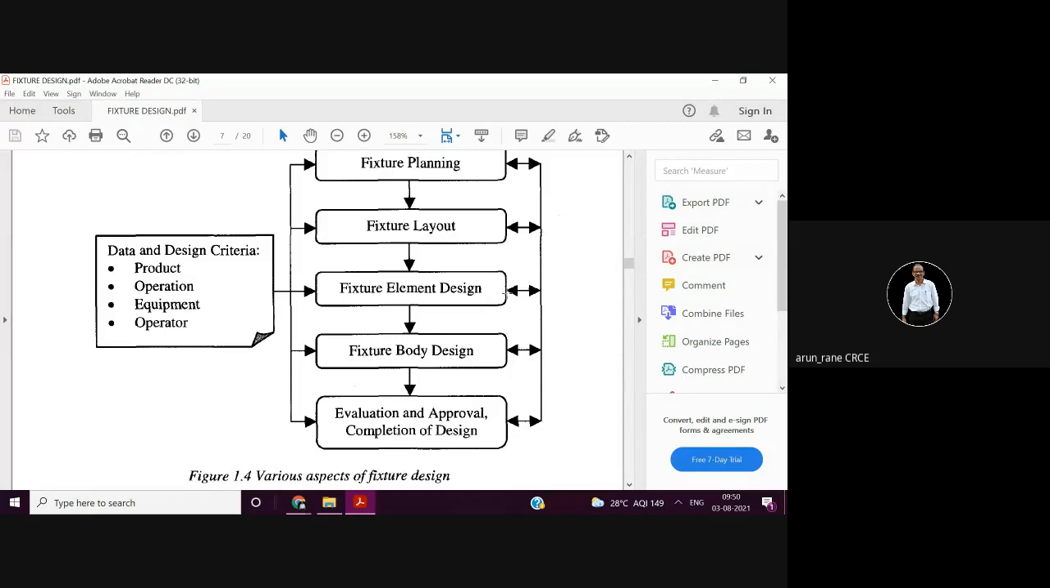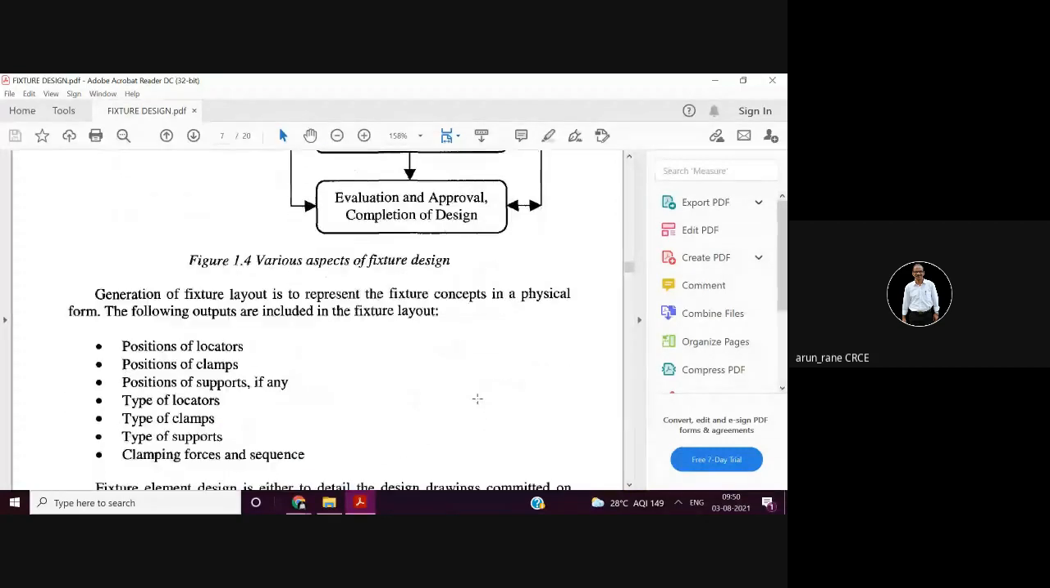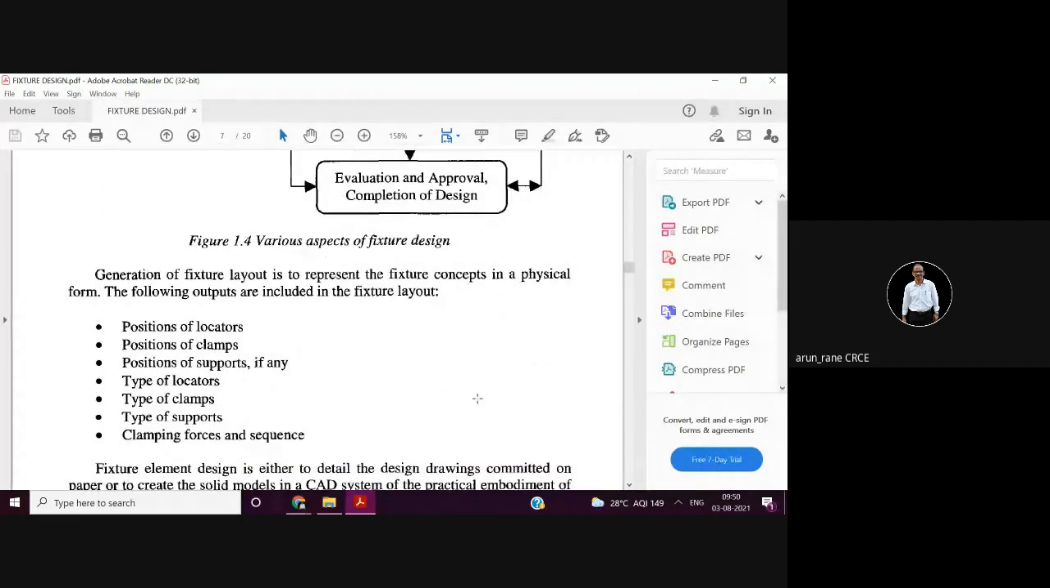Fixture planning, fixture layout, fixture element design, fixture body design. And then once you have evaluation and approval, your design is completed.